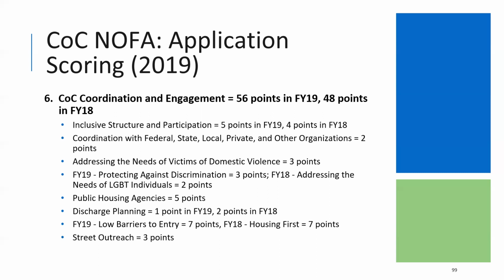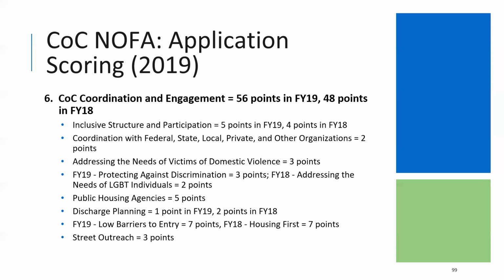HUD looks at your partnerships with public housing agencies, and specifically they want to know, are you working with public housing agencies to prioritize resources for folks experiencing homelessness? So PHAs can have what's called a homeless preference, so they can prioritize their affordable housing resources for certain populations, including folks experiencing homelessness. So HUD wants to know, have you had success with that? What are you doing to partner with your local PHAs? HUD looks at discharge planning and how you're partnering with other systems around discharges from public systems of care.